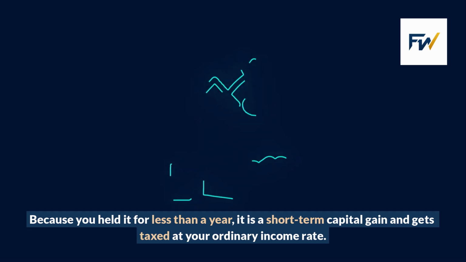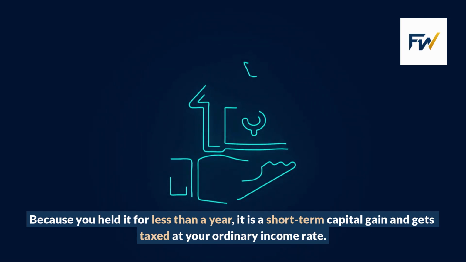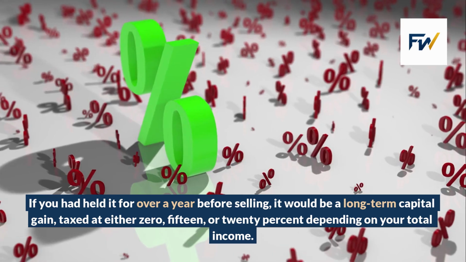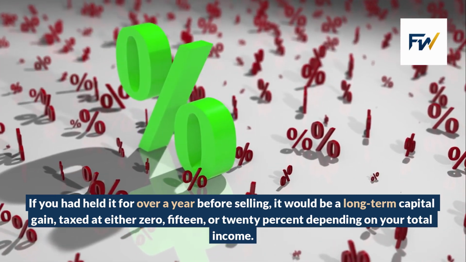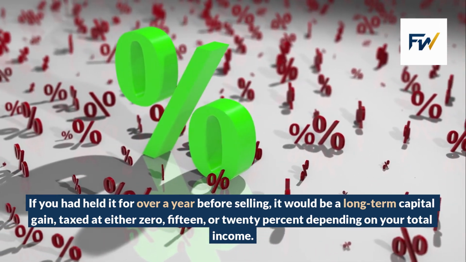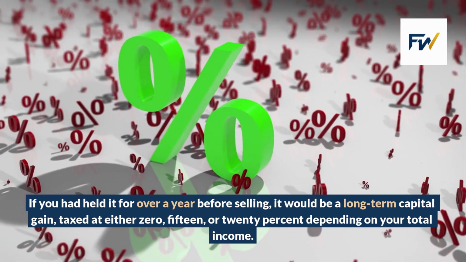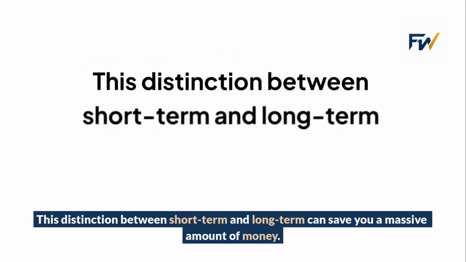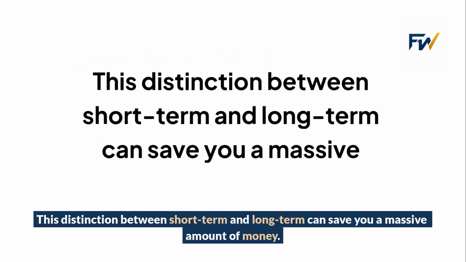Because you held it for less than a year, it is a short-term capital gain and gets taxed at your ordinary income rate. If you had held it for over a year before selling, it would be a long-term capital gain, taxed at either 0, 15, or 20% depending on your total income. This distinction between short-term and long-term can save you a massive amount of money.